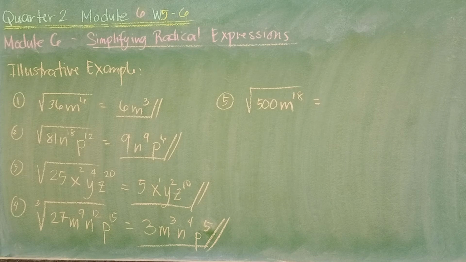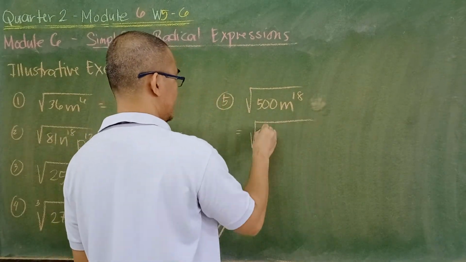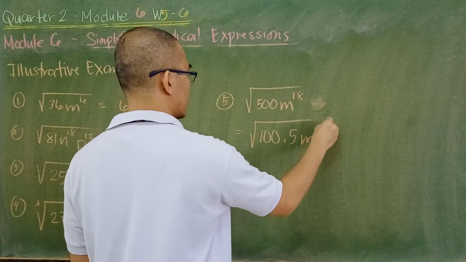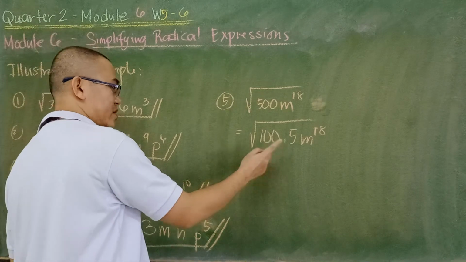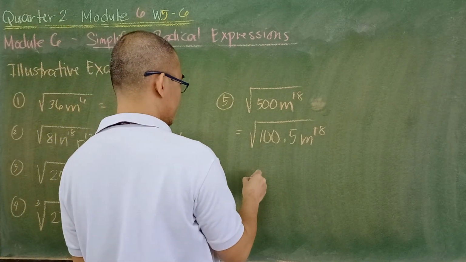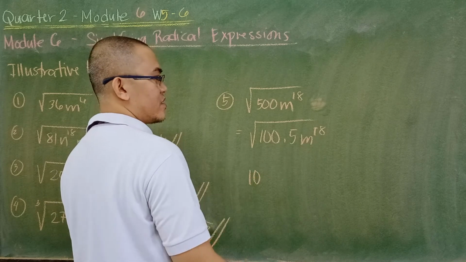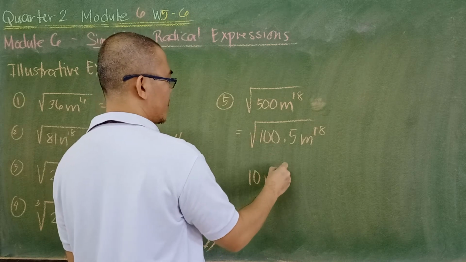So, doon sa square root of 500 m raised to 18, yung 500 hindi siya perfect square, so kailangan natin yung factor. So, yung factors nito, will be 100 times 5. That will give 500. So alam naman natin yung square root ng 100 is 10. So you have 10, and then m raised to 18, 18 divided by 2, that is m raised to 9.